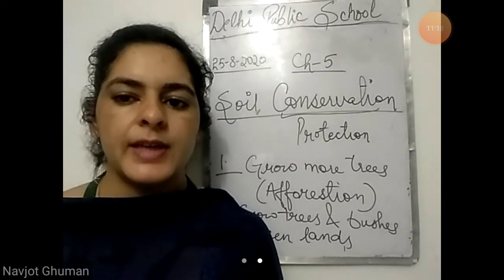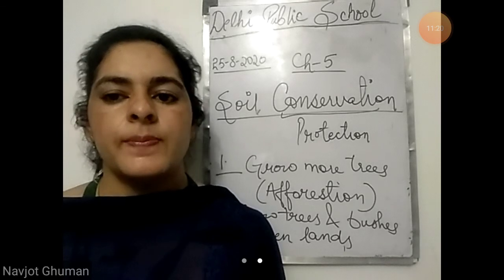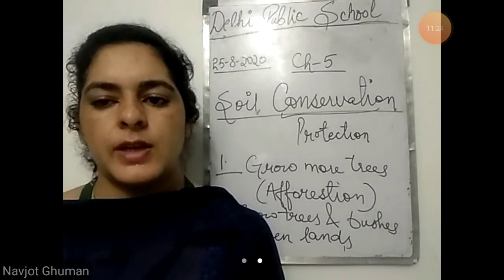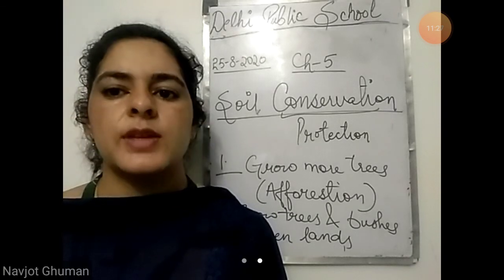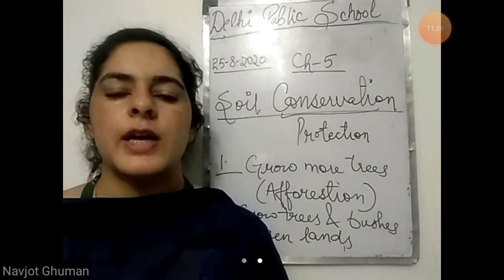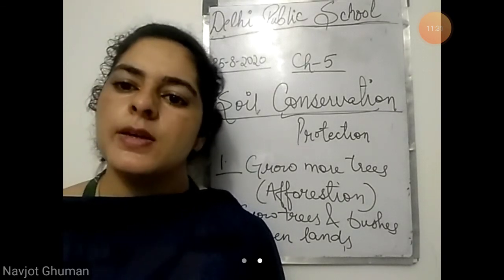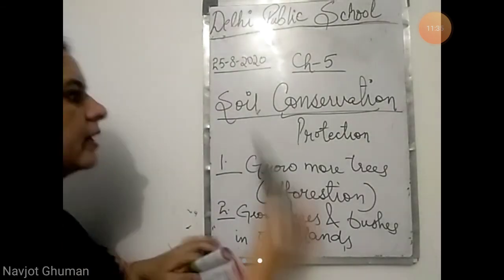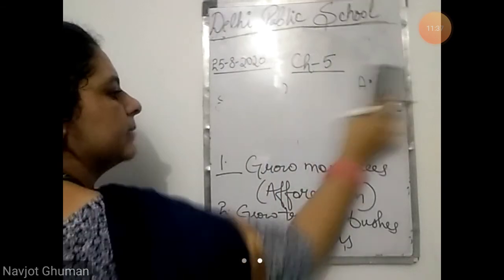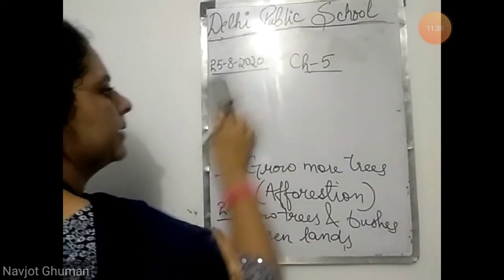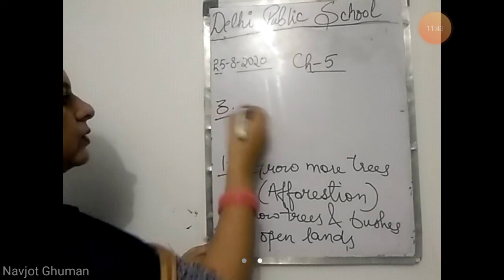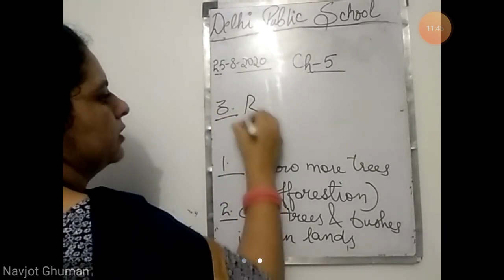If you build dams on the rivers, then the extra water of rainfall will be stored in the dams and it will not overflow and there will be no soil erosion. So third step is building of dams across rivers. Dams should be built across rivers to prevent the overflowing of water, to prevent floods. Building of dams.